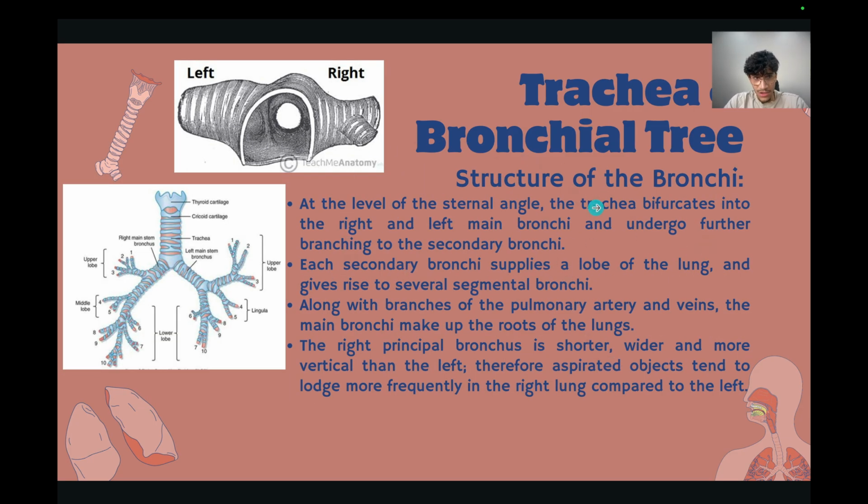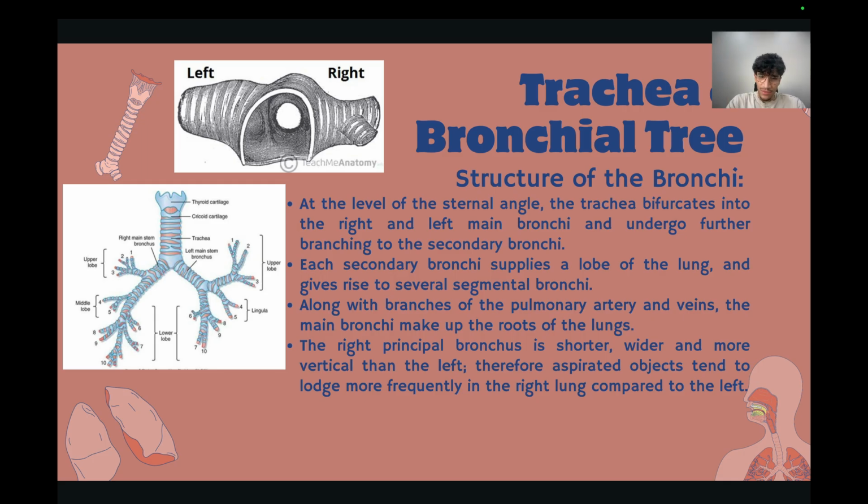Now onto the structure of the bronchi. At the level of the sternal angle, we said the trachea bifurcates into right and left main bronchi, and they undergo further branching to secondary bronchi. Now each secondary bronchi supplies a lobe of the lung and gives rise to several segmental bronchi. Now, along with branches of the pulmonary artery and veins, the main bronchi make up the roots of the lungs, which is the hilum of the lungs.